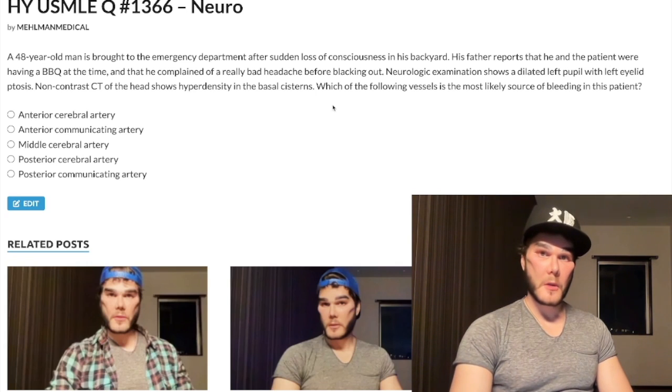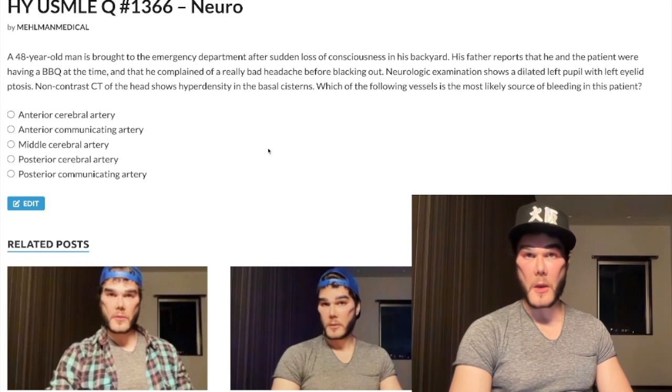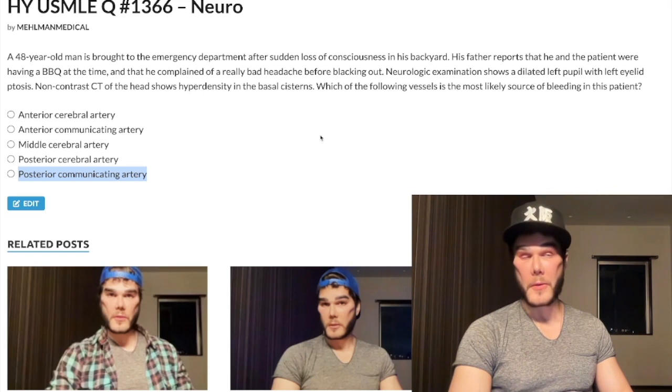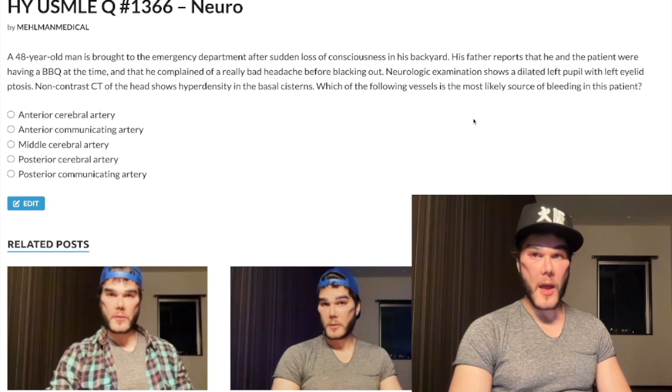Now, in terms of which vessel was affected, saccular berry aneurysm, circle of Willis, it's going to be the ACOM or the PCOM, okay, the communicating arteries. ACOM occurs more often than PCOM. The correct answer in here is PCOM, posterior communicating artery. Why? Okay. It's because we have an ipsilateral mydriasis.